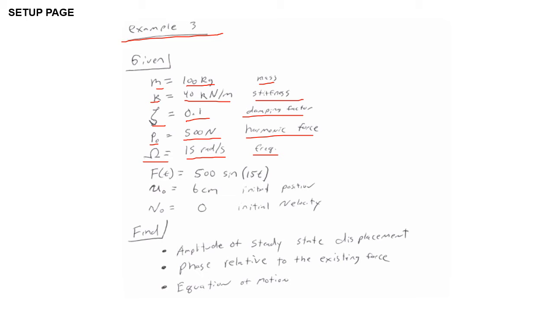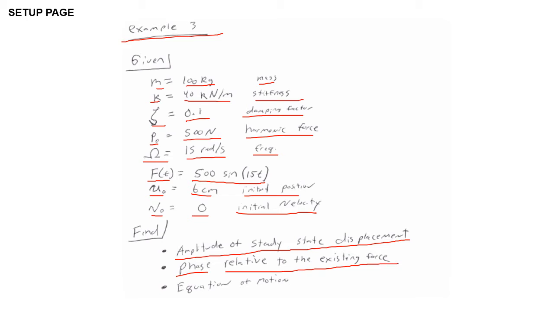Our f of t, we're given this function here, f of t is equal to 500 times the sine of 15t. Our u naught, our initial position, is given to us as 6 centimeters, and our initial velocity, v naught, is given to us as 0. Now, there's a couple things that we're asked to solve for within this problem. They want us to find the amplitude of the steady state displacement, the phase relative to the exciting force, and our equation of motion.